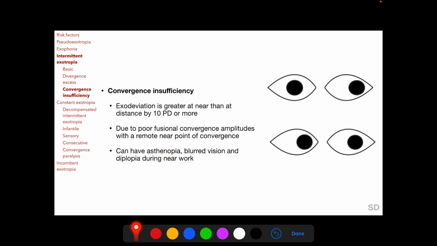So we have three types of intermittent exotropia: basic intermittent exotropia, in which the exotropia at distance is similar to the exotropia at near; divergence excess intermittent exotropia, in which exotropia at distance is greater than exotropia at near; and convergence insufficiency intermittent exotropia, in which exotropia at near is greater than exotropia at distance.